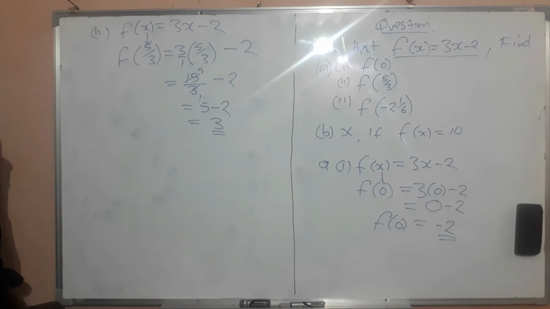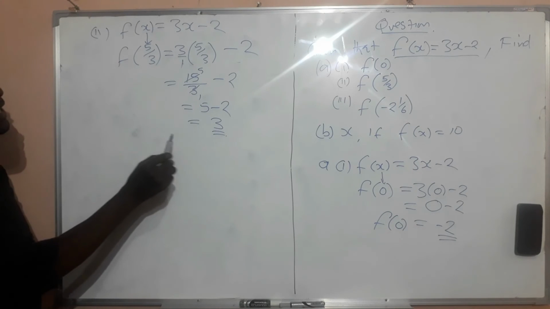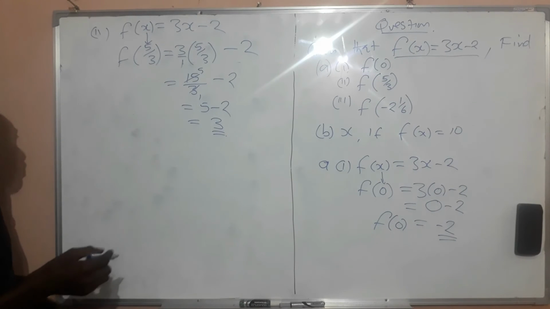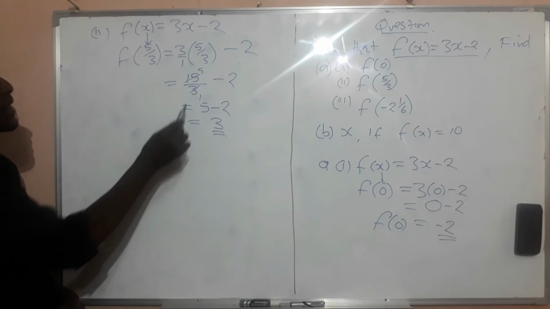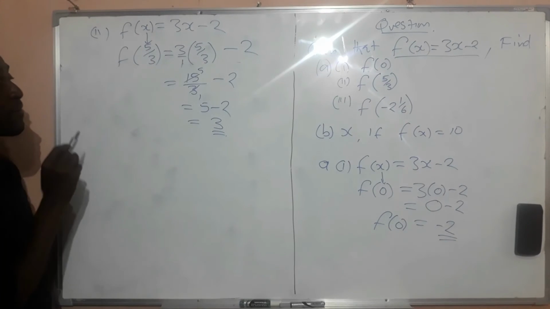Okay, so if you come up with a question where 3 cannot go in there, it means you have to write this one over 1, and then you find the common denominator and you solve the fractions. But in this case, 3 can go into 15. So we've divided. 3 into 15 is 5.